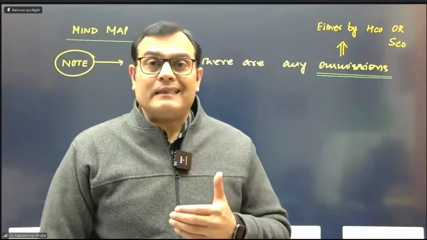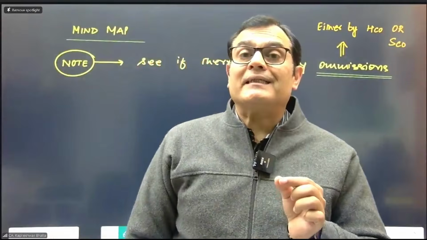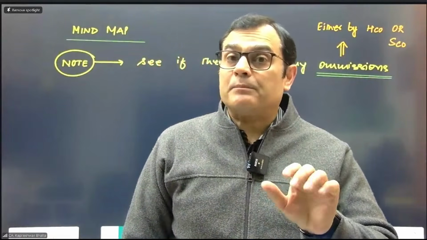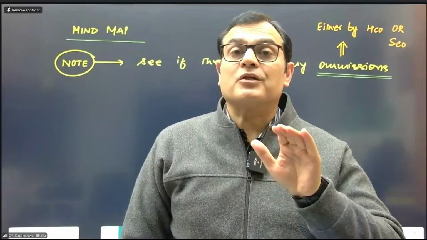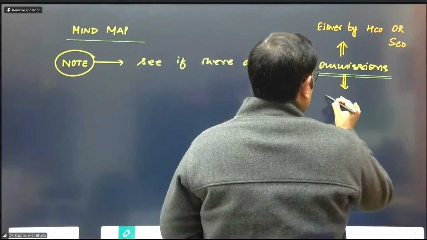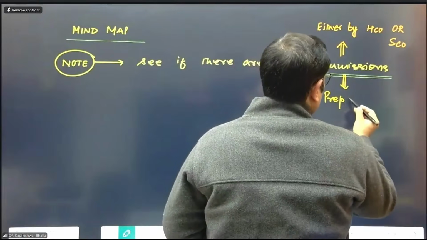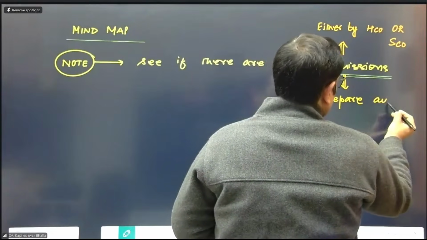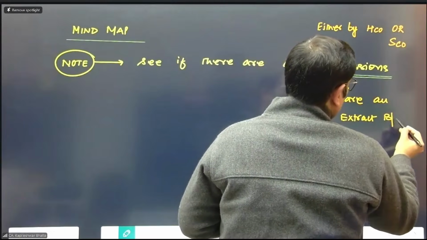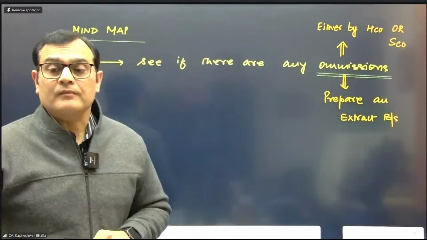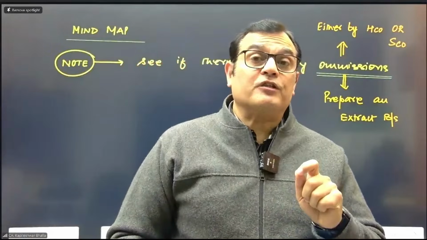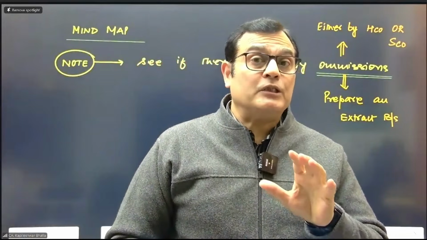So when you see that there are any kind of omissions, you need to make an extract balance sheet. Look at the entries and prepare an extract balance sheet before you proceed with the consolidation process. So when you see any kind of omissions, it's time that we prepare an extract balance sheet. So this should be the very first focus point. Even before you start the 7-step model, this is going to be your very first focus point. See if there are any omissions.